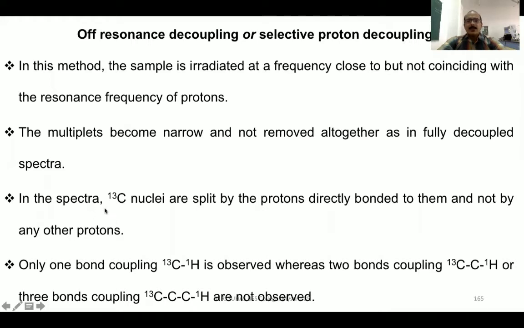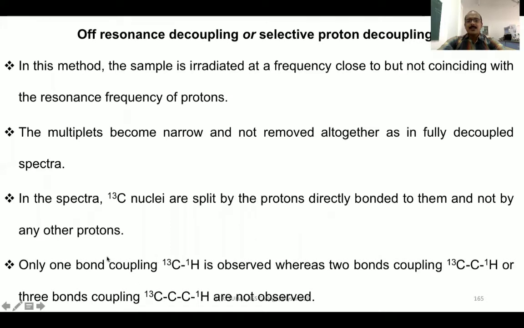Here, in off-resonance decoupling or selective proton decoupling, C13 nuclei are split by the protons directly bonded to them and not by any other protons. We have seen in the earlier case that the protons which are neighbors to each other will couple with each other, thereby resulting in the splitting pattern. Whereas in off-resonance decoupling, you must clearly understand that only protons which are directly bonded to the carbon will lead to multiplicities or splitting pattern.